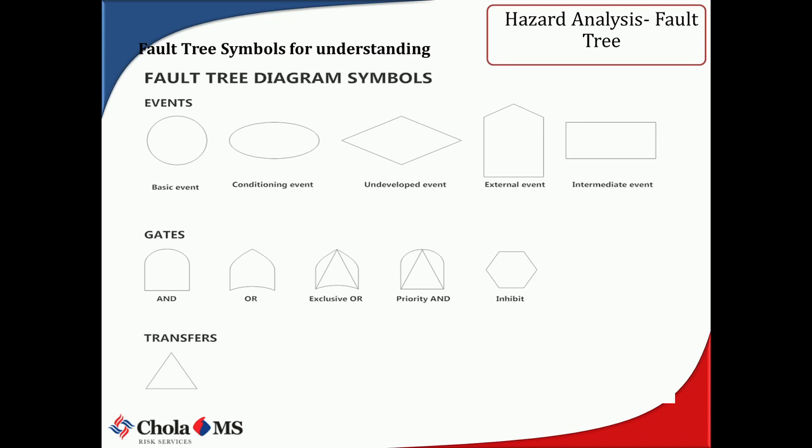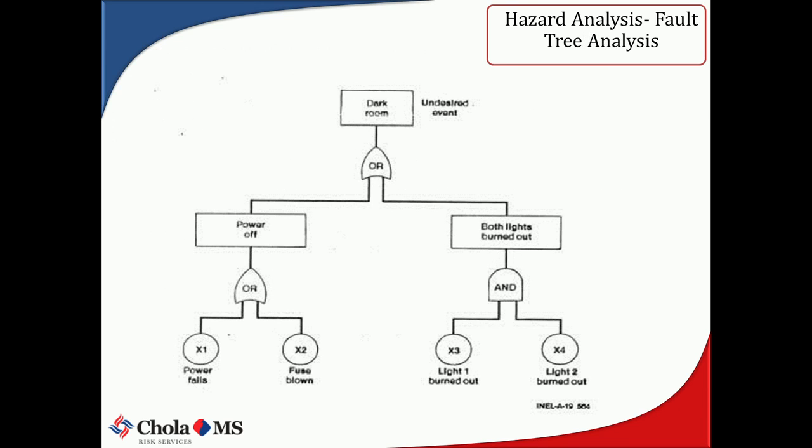So, these are the various symbols that I think all of you would be very familiar with, AND gates and OR gates. So, this is how it is done. See, a very simple example: a dark room. Now, why can a room be dark? It could be either the power is off or both the lights are burned out. Now, each of these you go and start dissecting into the root cause. This is how a fault tree is created.